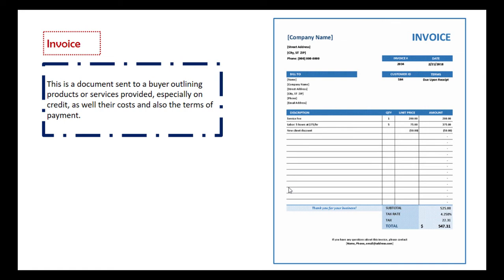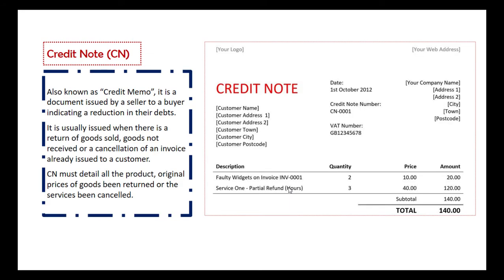So a sample of an invoice is to the right. Credit note, also known as a credit memo. It is a document issued by a seller to a buyer indicating a reduction in their debt. So this happens when there is a return of goods sold, or the goods have been transported but the client has not received them and now he's decided not to go forward with the agreement.